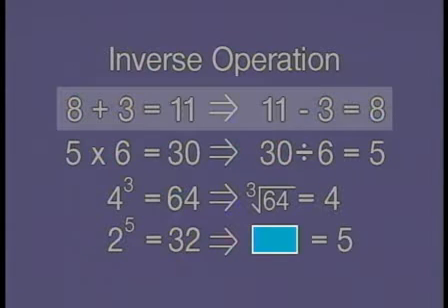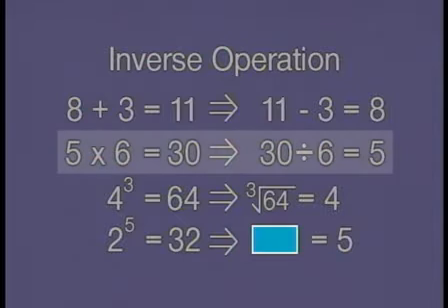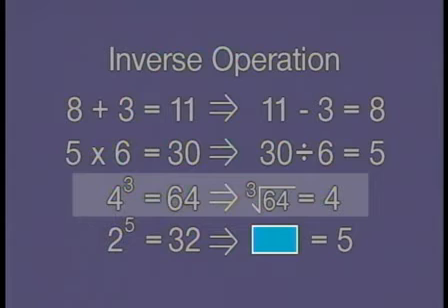8 plus 3 equals 11. Once we know how to add, then we know about subtraction. 11 minus 3 equals 8. 5 times 6 equals 30. 30 divided by 6 is 5. Once we know multiplication, we also know its inverse operation, division. 4 to the third, 4 cubed equals 64. We also know that the cube root of 64 is 4, the inverse operation of the third power.